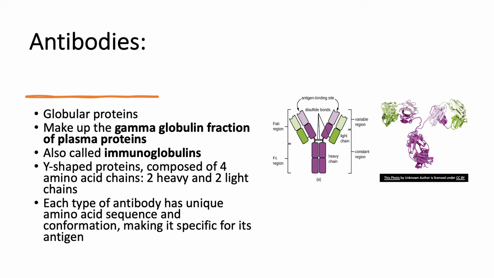2 of these amino acid chains are identical light chains, as you see the light chains shown with the green color, and the 2 are identical heavy chains. It shows with the purple, as I showed. The heavy chains have about twice as many amino acids as the light chains. The 5 major types of antibody molecules are distinguished by a particular type of heavy chain.